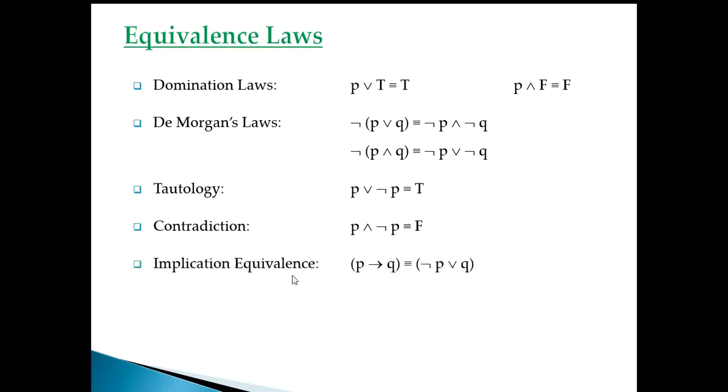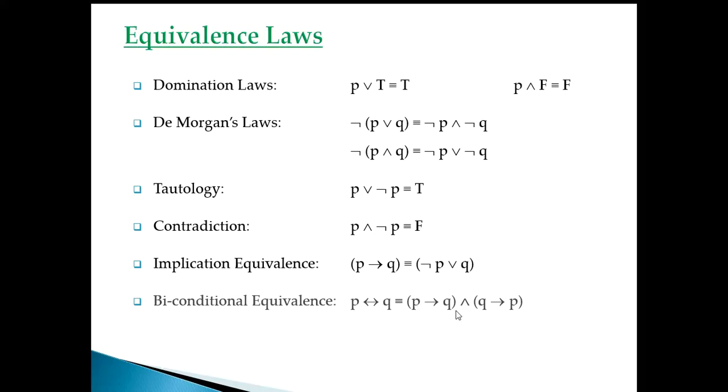Next one is implication equivalence. Implication equivalence means P implies Q is equivalent to negation of P or Q. It means we can write this anywhere we need P implies Q. We can also write negation of P or Q because both are equivalent. Next is biconditional equivalence. If we have P biconditional Q, it means, as we said earlier, P implies Q and Q implies P. That means P is biconditional Q. You can verify all these laws by making the truth table, right?